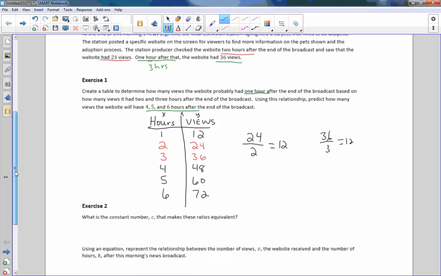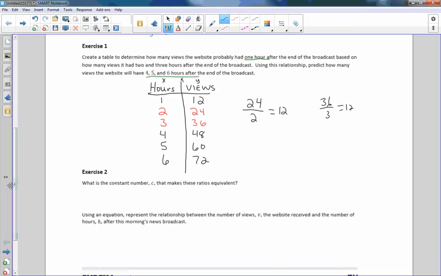Okay, so exercise 2 now is asking, what is the constant number that we're going to call C that makes these ratios equivalent? Well, I've already done that. The ratios are 24 over 2, 36 over 3, 48 over 4, 60 over 5. The constant that makes them equivalent is 12. So I would say C equals 12.